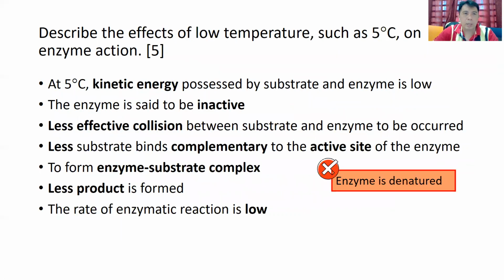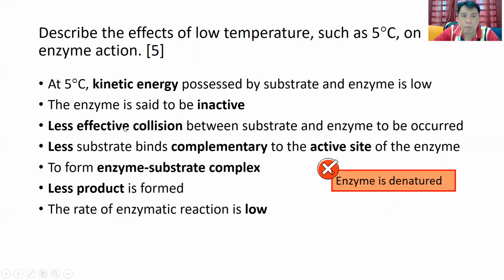Okay, next question. Describe the effect of low temperature such as 5 degrees Celsius on enzyme action. This one talks about the factors. At 5 degrees Celsius, the kinetic energy possessed by substrate and enzyme is low. So when it's low, the enzyme is said to be inactive, not denatured, just inactive. There is less effective collision.